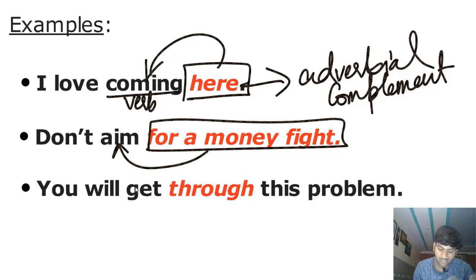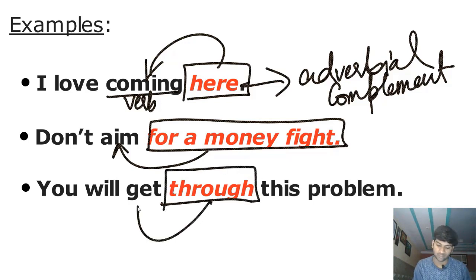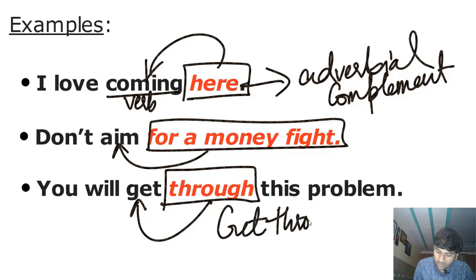All right, last example. You will get through this problem. It's actually a verb complement, get through, because it's a preposition modifying the verb get, right? But you can also say it's working as an adverb. But it's a verb complement because get through is a phrasal verb. So we'll call it a verb complement.